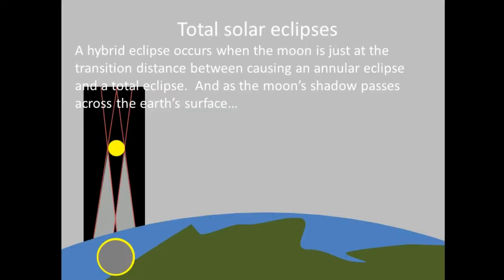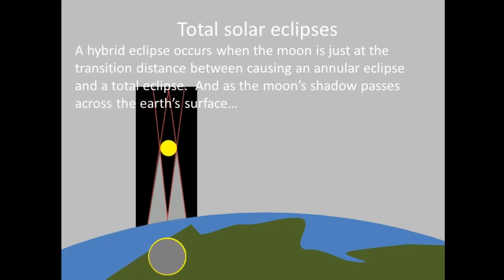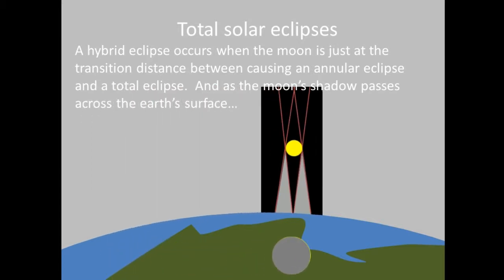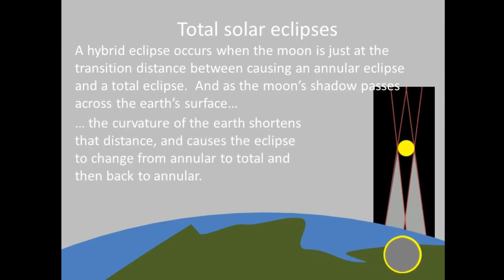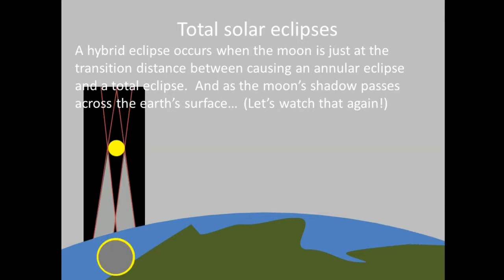A hybrid eclipse occurs when the moon is just at the transition distance between causing an annular eclipse and a total eclipse. As the moon's shadow passes across the Earth's surface, the curvature of the Earth shortens that distance and causes the eclipse to change from annular to total and then back to annular. Let's watch that again.